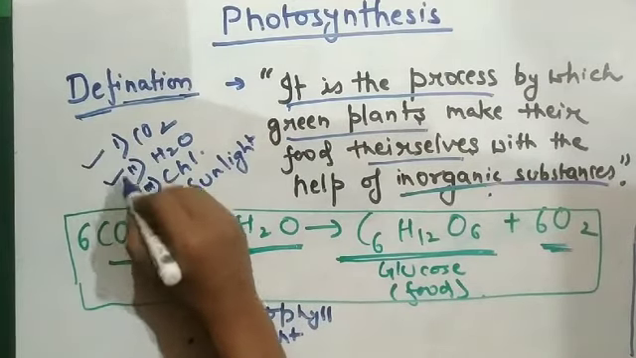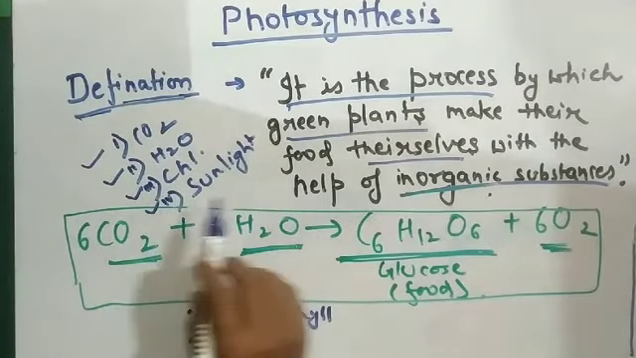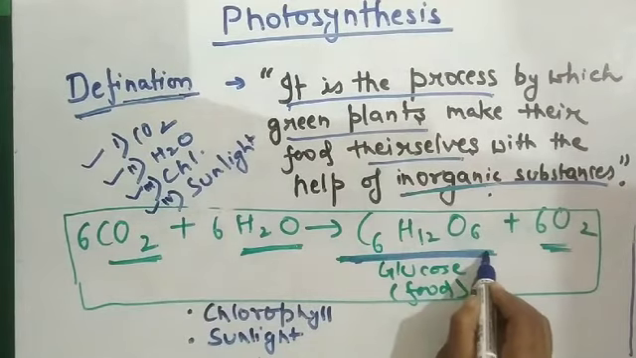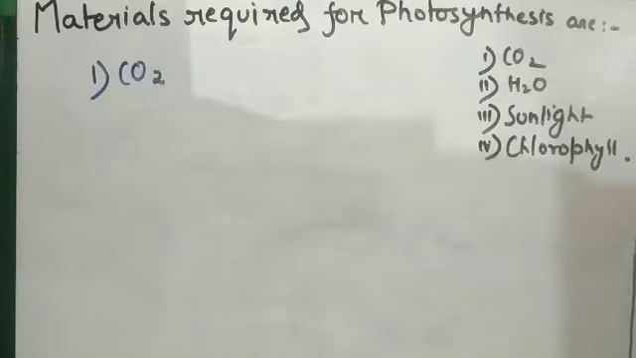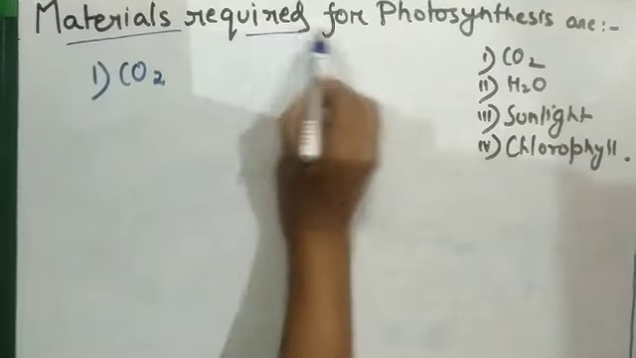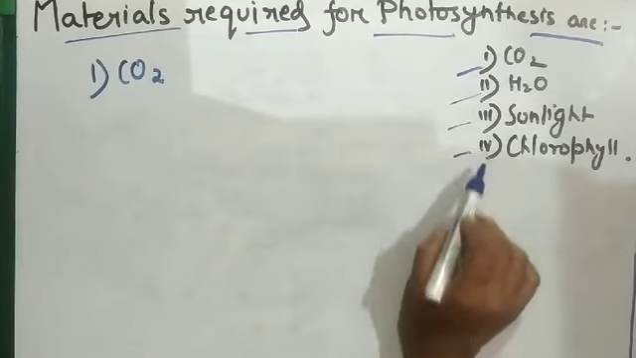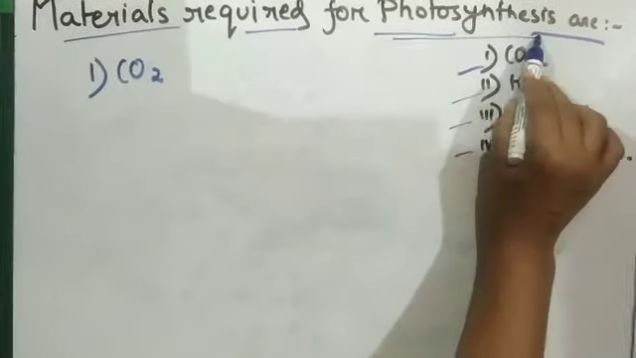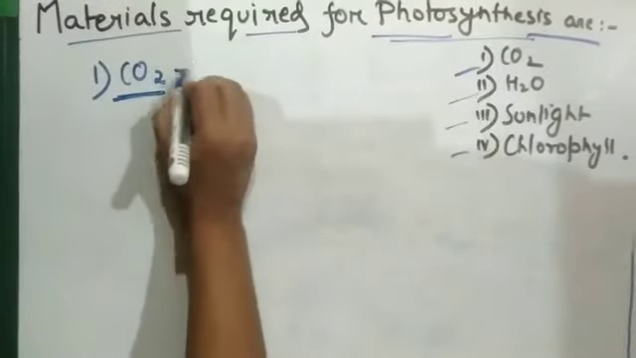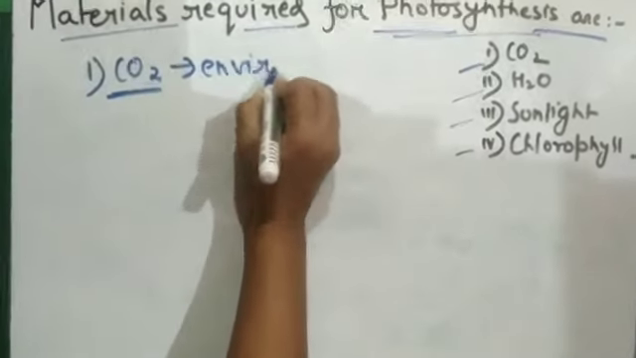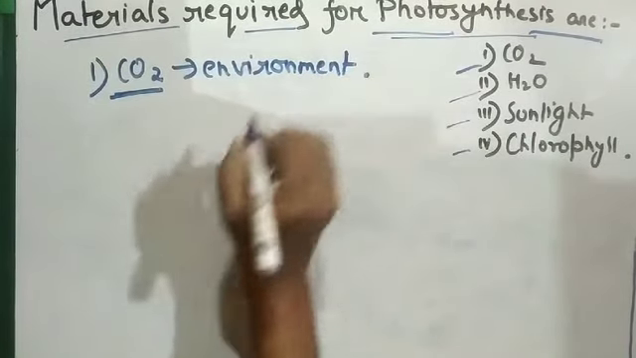One by one let us see how plants take these substances and how the plants make this glucose molecule, or the carbohydrate, or the food of the plant, with the help of these substances. So the materials required for photosynthesis are carbon dioxide, water molecule, sunlight and chlorophyll molecule. These four substances plants need for photosynthesis to occur. The first one is carbon dioxide. Plants take this carbon dioxide from the environment. Whatever carbon dioxide is present in the air, plants take that for photosynthesis.